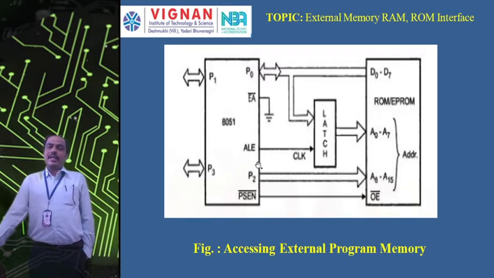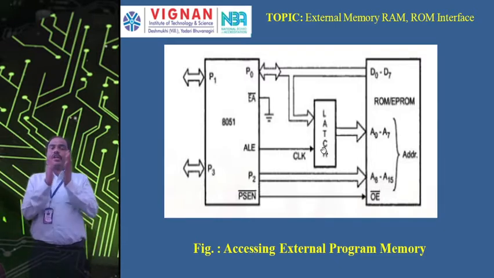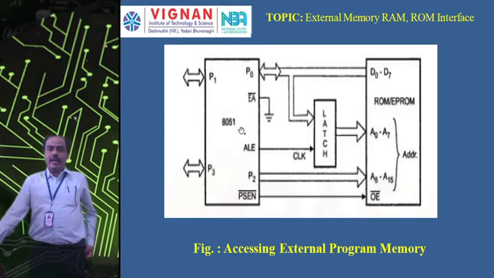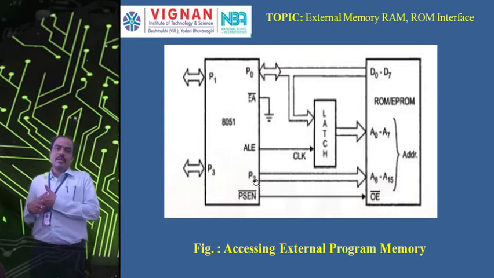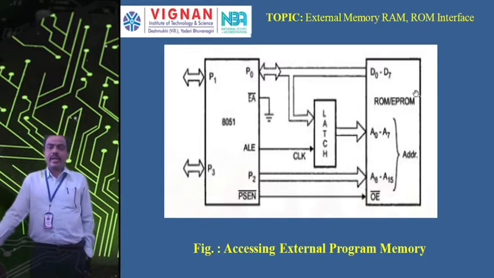The address latch enable pin of the 8051 microcontroller is used to give the clock signal to the latch. When you want to demultiplex this address and data, that is decided by the ALE pin. And port 2 acts as the higher order address bus. Therefore, P2.0 to P2.7 are connected to A8 to A15 of this external memory. Since it has 16 address lines, it can access 2 power 16, therefore 64 kilobytes of external memory can be accessed by this 8051 microcontroller.